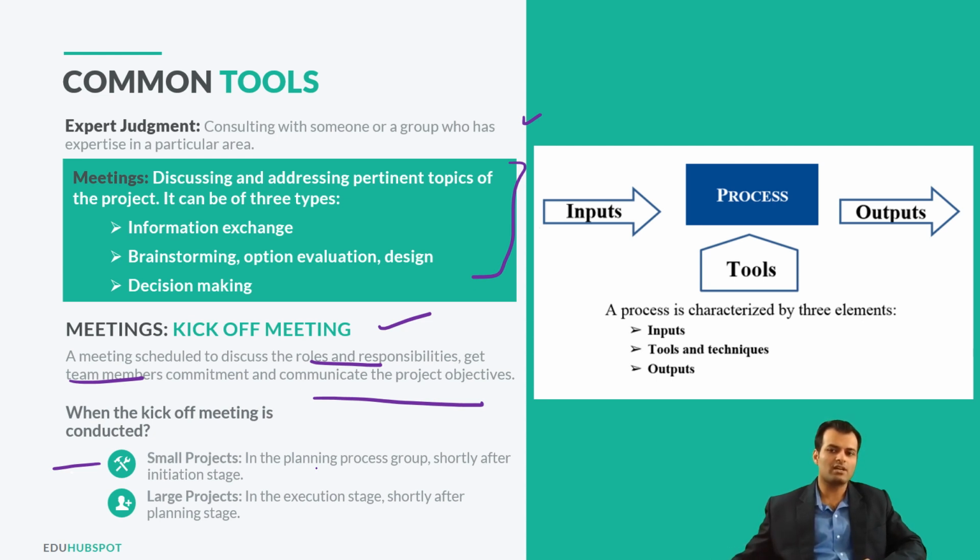Then if it's a pretty large project, you want to do that in the execution stage shortly after the planning stage, because now you have done all the planning and gathered all the information from the stakeholders, but now you want to lay out to the team and the stakeholders how we will execute this. What type of life cycle are we using? Is it adaptive, predictive, or incremental? It depends.